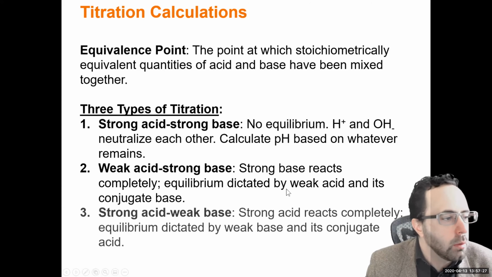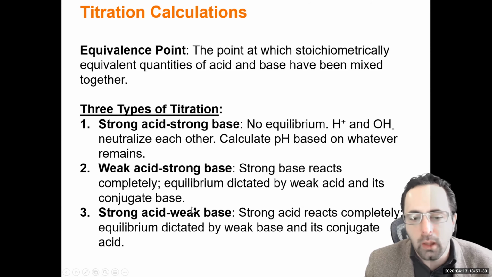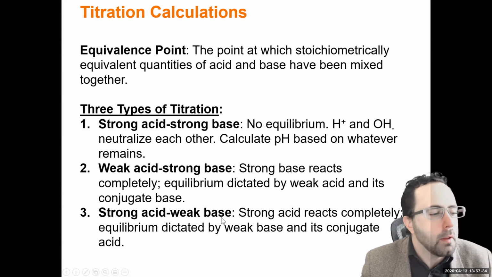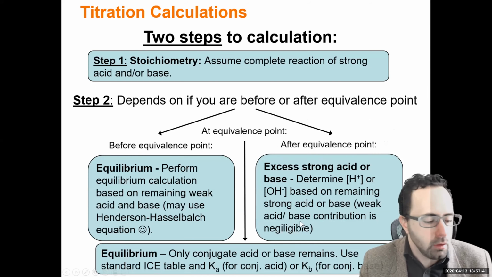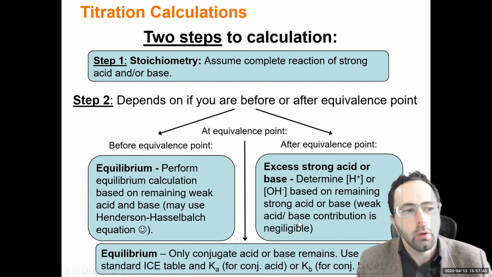So there are 3 types of titrations that we're going to do calculations for. You're also going to do a titration for a weak acid, weak base today, but we're not going to calculate pH. We're just going to read it. I'll teach you how to calculate the pHs for those, but today you don't need to do the calculations.